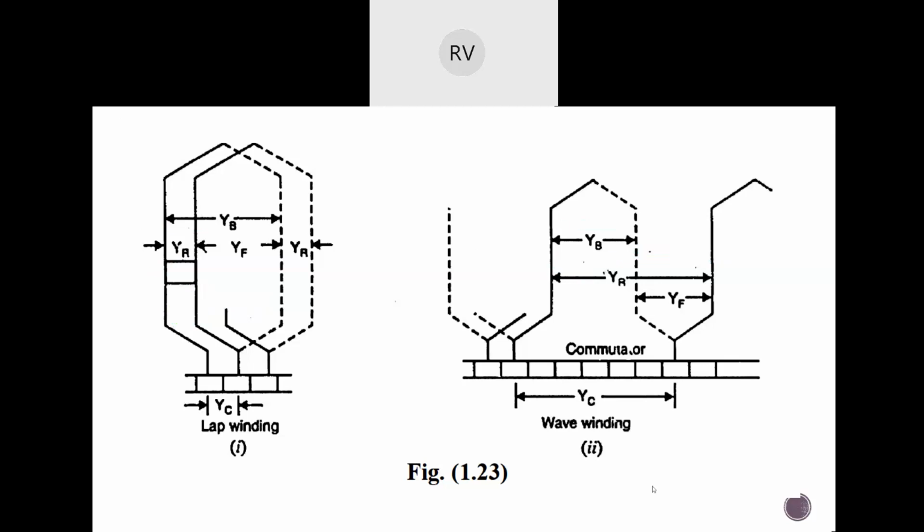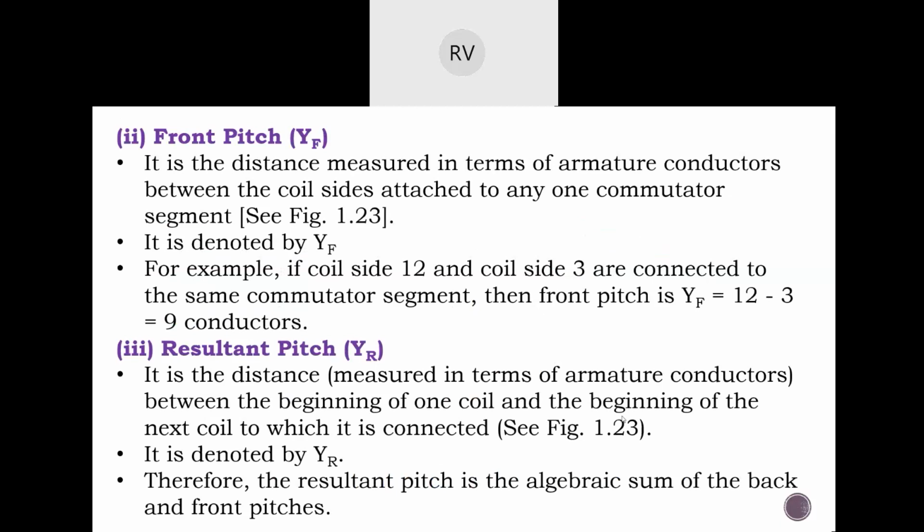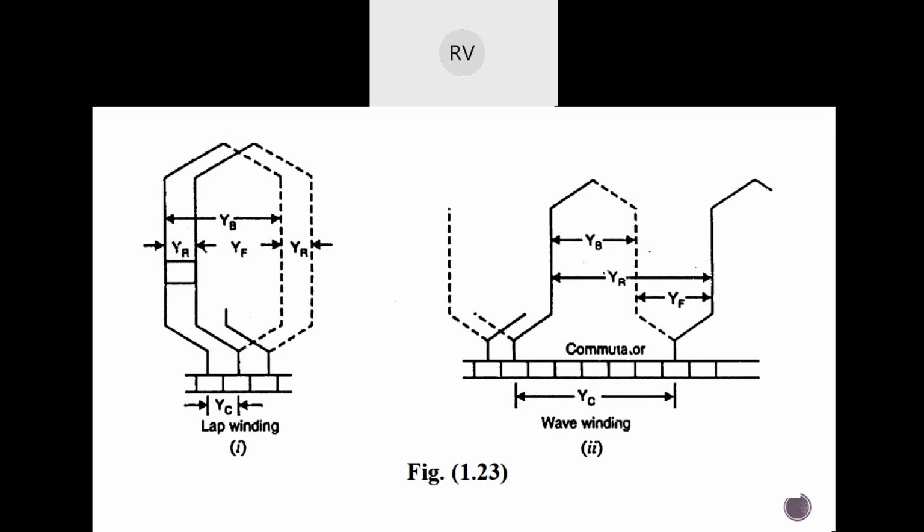So let us see, it is denoted by YR. Therefore, the resultant pitch is the algebraic sum of the back and the front pitches. So here we can just say that the resultant pitch is nothing but the algebraic sum of the back and front pitches.